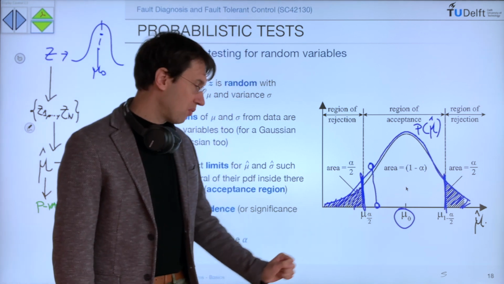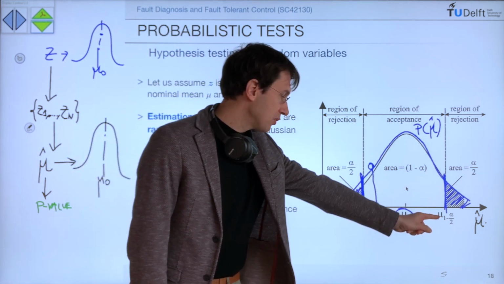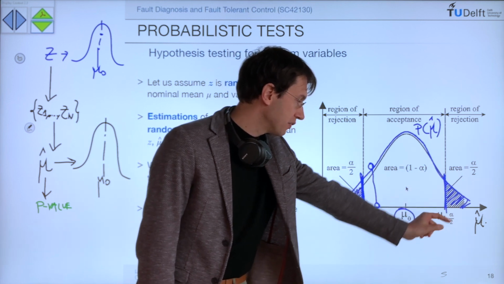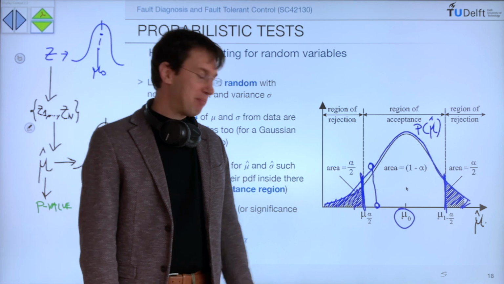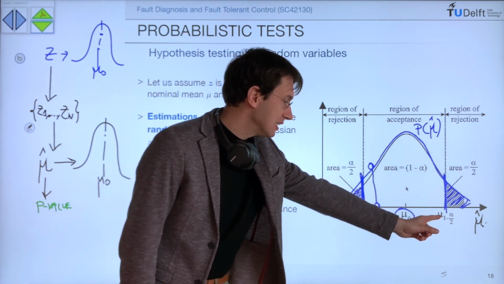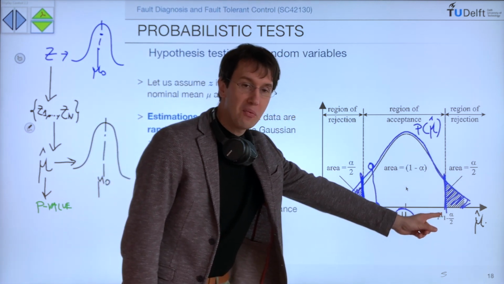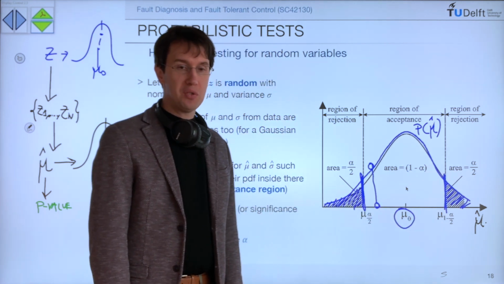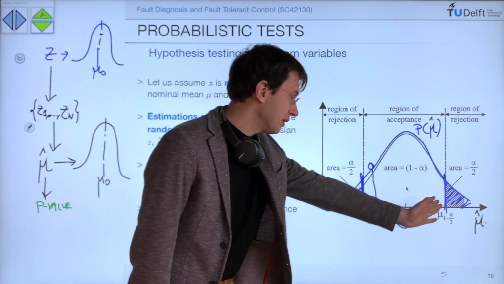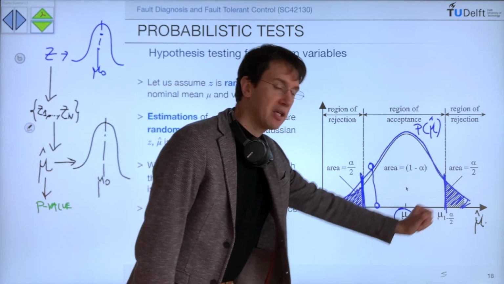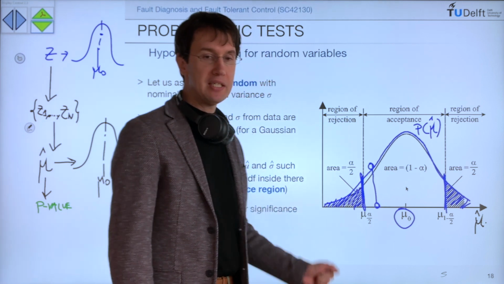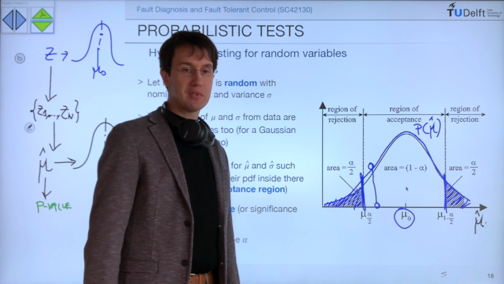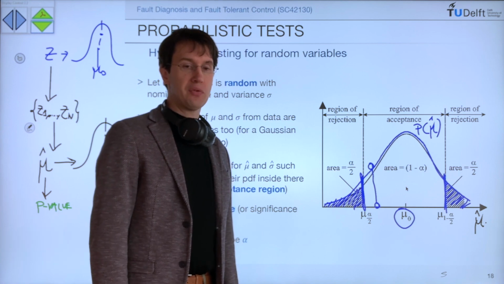By the way, this is also why the border that we have here, this threshold, is called mu 1 minus alpha over 2, because this is the value of mu where the CDF is equal to 1 minus alpha over 2. So the probability of having a value here or to the left is 1 minus alpha over 2. So please take into consideration these details, because they are important once you want to implement your own code.